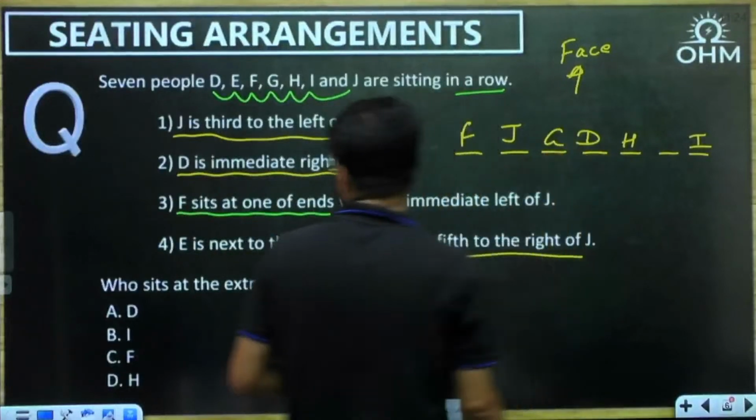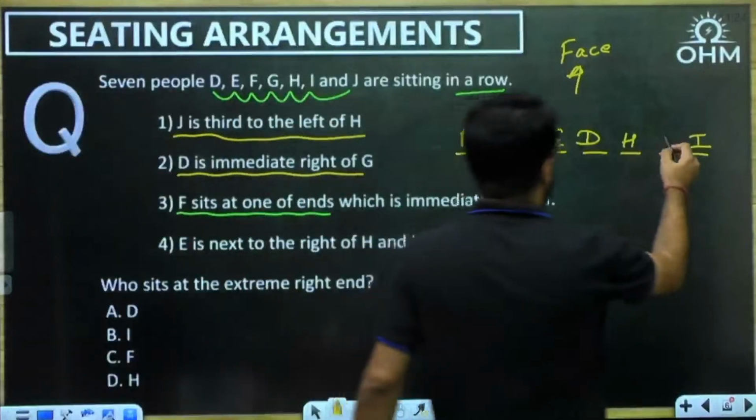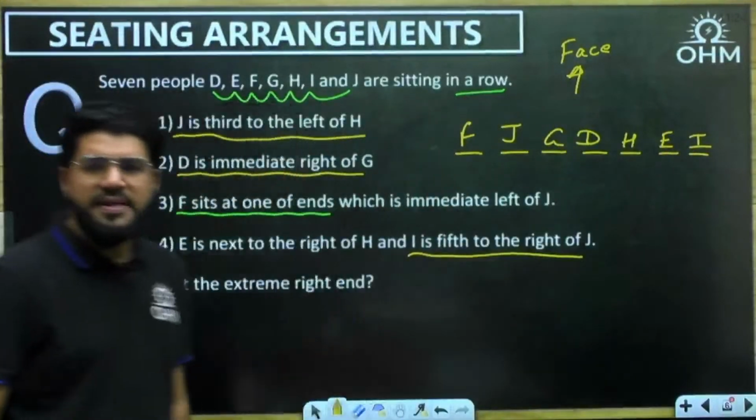D being to the right. Okay, D being to the right. And E is right of H. E comes here. The complete sequence is obtained.